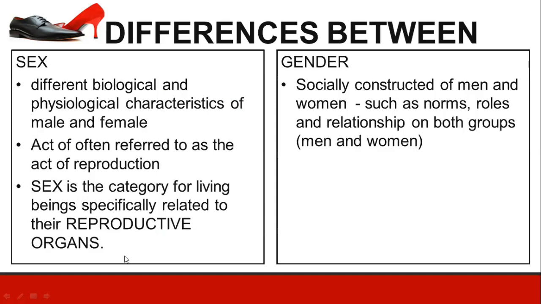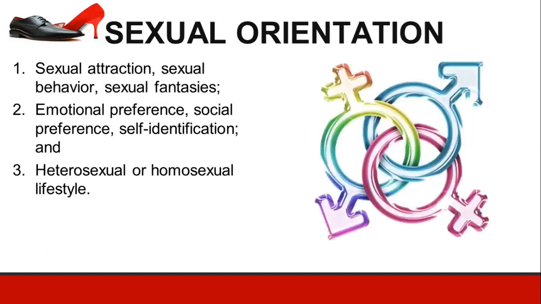When we say gender, it is socially constructed norms for men and women, roles and relationship on both groups. So, ang gender, lahat kasama ng roles, norms natin, and relationship natin to the different groups. Yan ay ina-assign po ng ating society. So next one, we have the different sexual orientation.